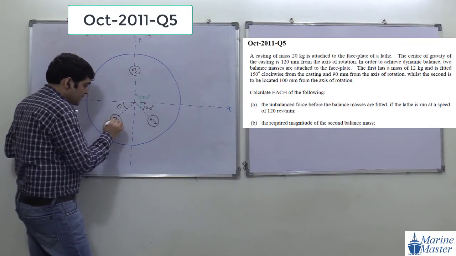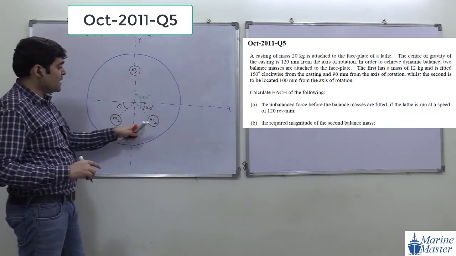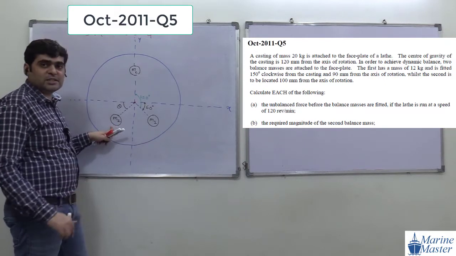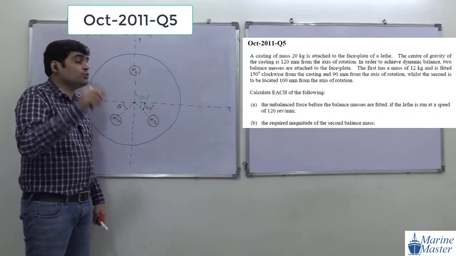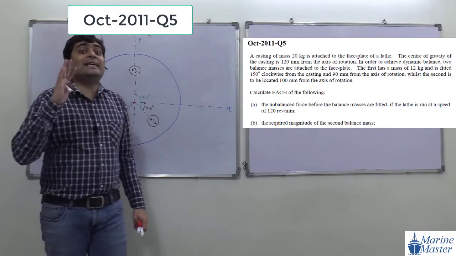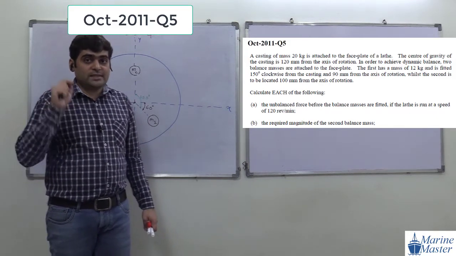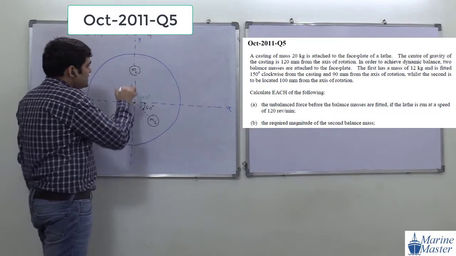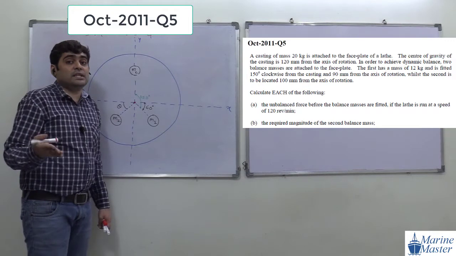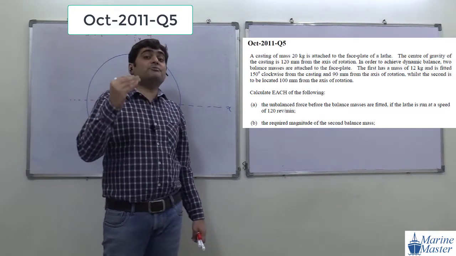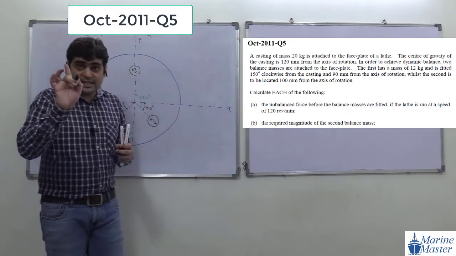Three masses. The first mass is the casting, and the other two masses are the first balance mass and the second balance mass. So total we have three masses here, and due to these three masses, the system is in balance. See the scenario in this question. What is meant by balance? The net resultant force of the system will be 0.